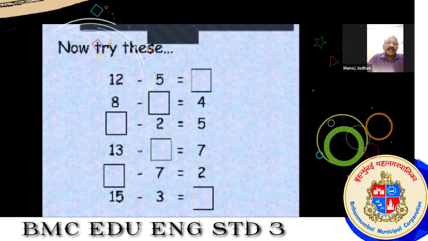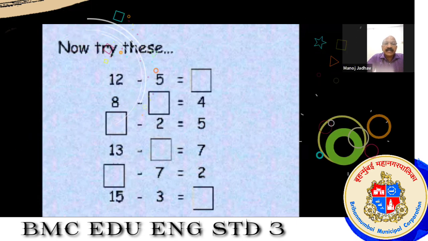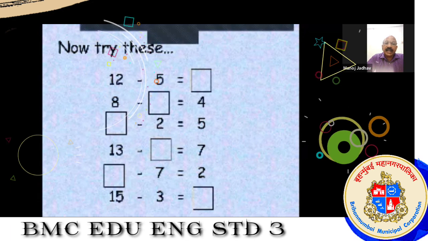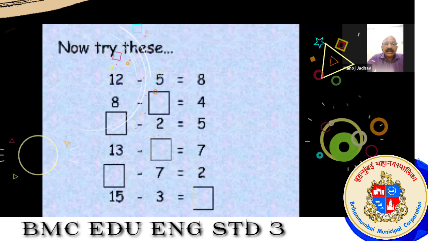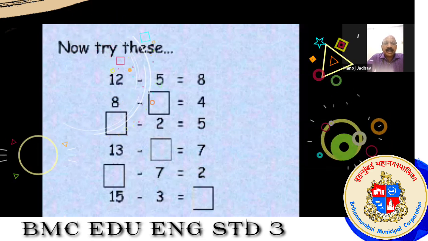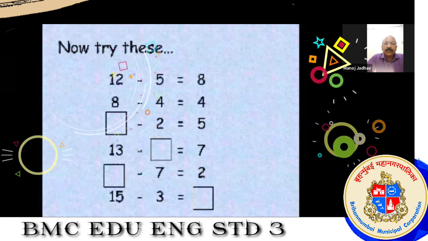Now, some more interesting problem. Now, this time, color ladder is not there for your help. Direct subtraction we are going to do. And see, numbers are given 12 minus 5. Box is given. In that box, whatever answer we are getting, we are going to write. 12 minus 5. How much we are getting? Yes, we know 7 answer. Very good. 12 minus 5 is equal to 7. Now next problem, see. 8 minus dash empty box is equal to 4. 8 minus 4 is equal to 4.